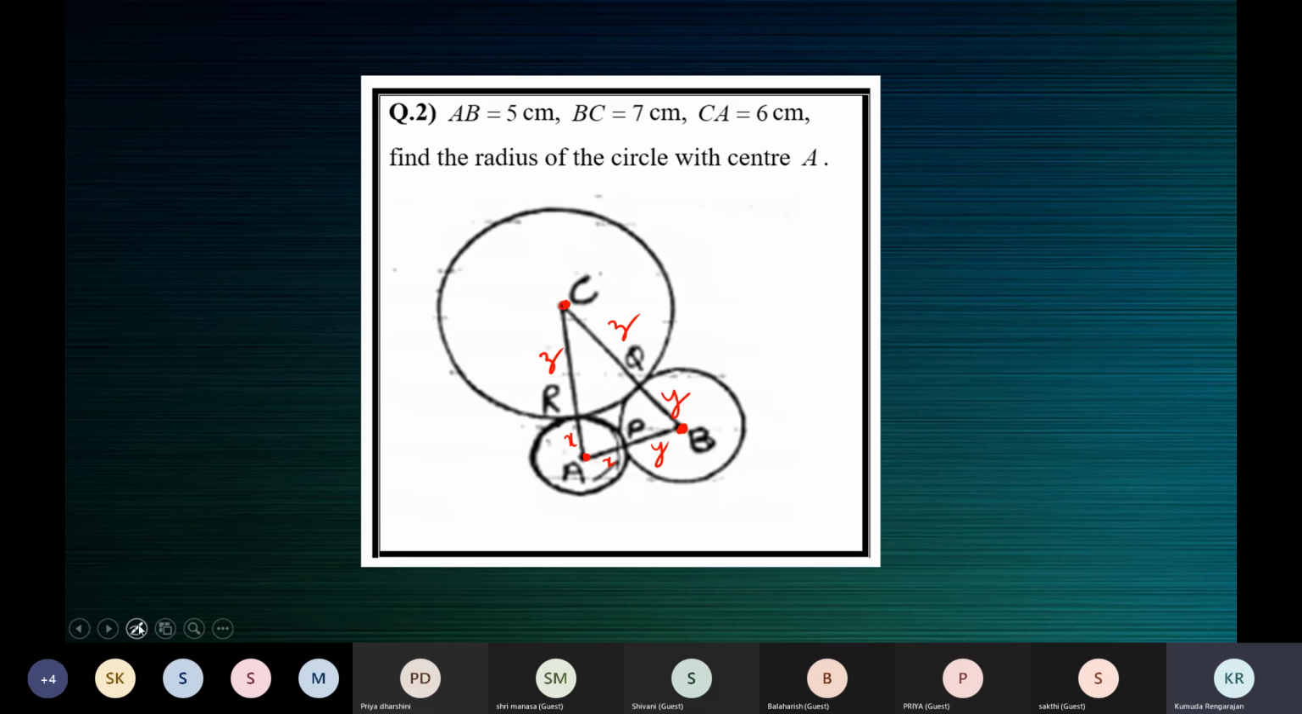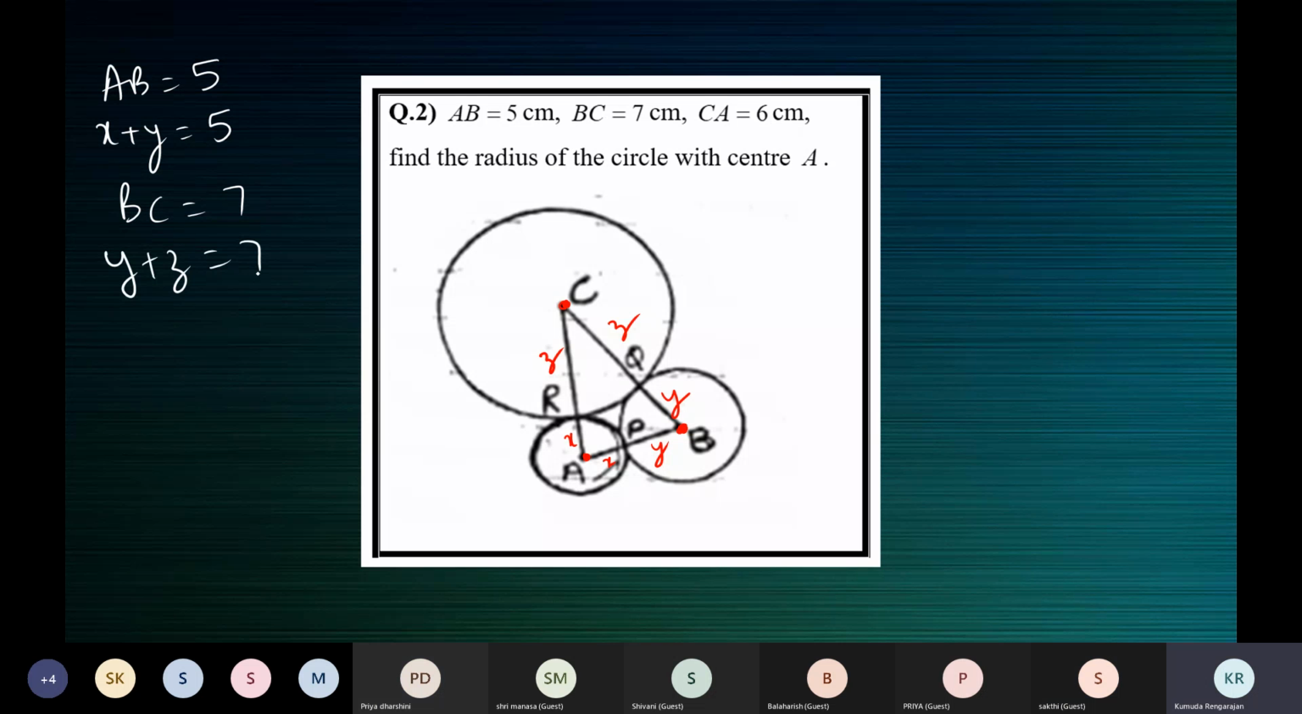Now what is given? We are given that AB is equal to 5 centimeters. Now write AB using XYZ. X plus Y is equal to 5. Take up the next one. BC is equal to 7. Tell me BC in terms of XYZ. Y plus Z is equal to 7. And then CA is equal to 6. So CA is X plus Z. X plus Z is equal to 6.